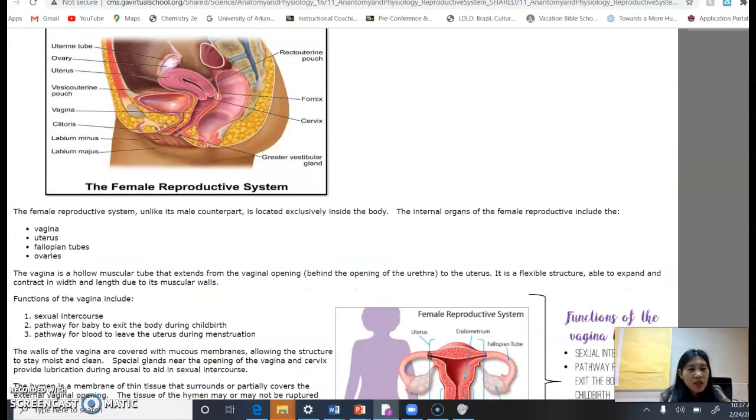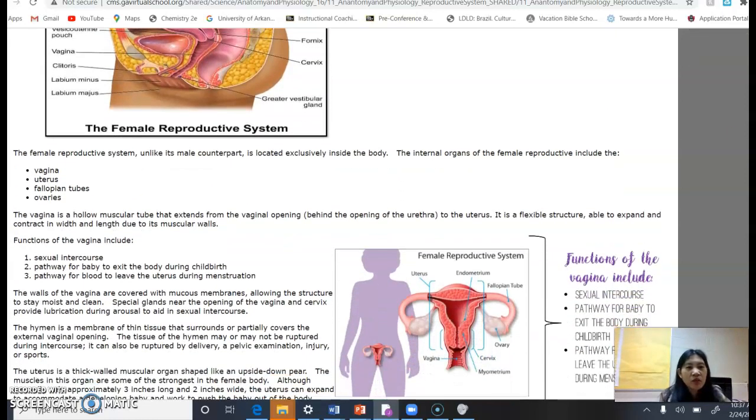As you can see here, the walls of the vagina are covered with mucous membranes, which allow the structure to stay moist and clean. There are also special glands near the opening of the vagina and cervix that provide lubrication during arousal to aid in sexual intercourse. So when arousal occurs, it is much easier.